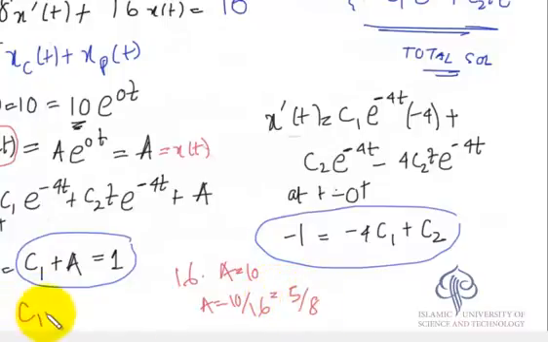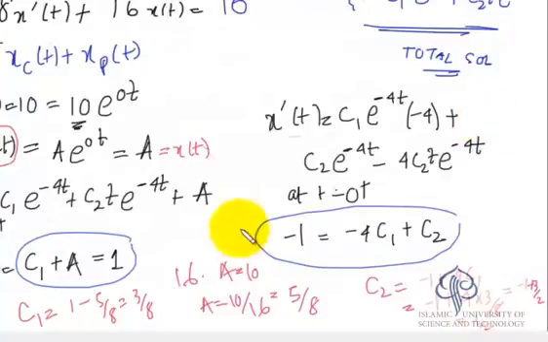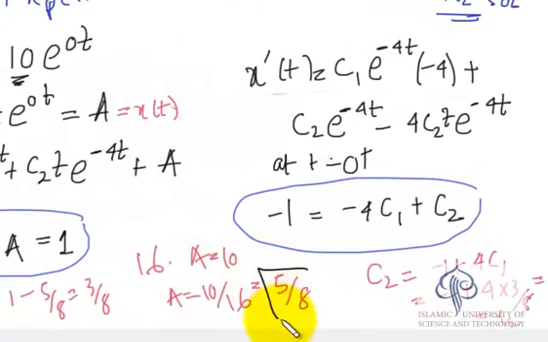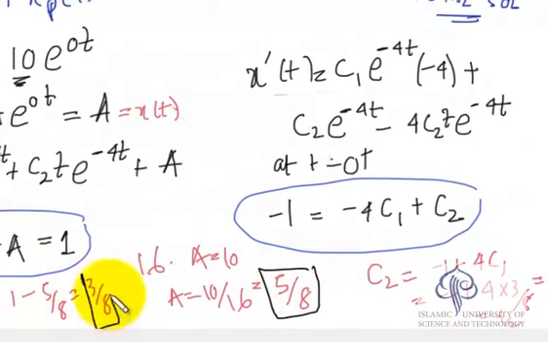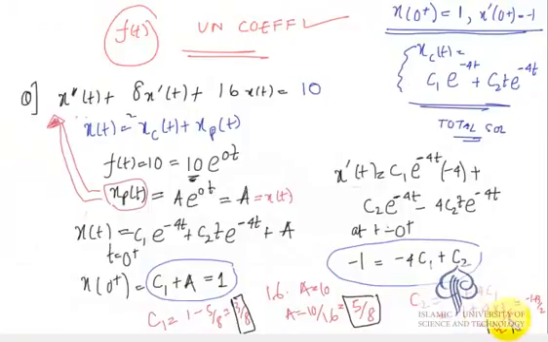So this gives us c1 is 1 minus 5 by 8, which is 3 by 8. And this gives us c2, which is minus 1 plus 4 times c1, which is minus 1 plus 4 times 3 by 8, which is minus 1 plus 3 by 2, which is 1 by 2. So we have the values of the 3: a is 5 by 8, c1 is 3 by 8, and c2 is 1 by 2.